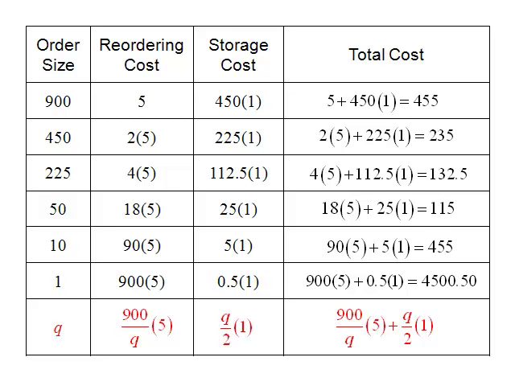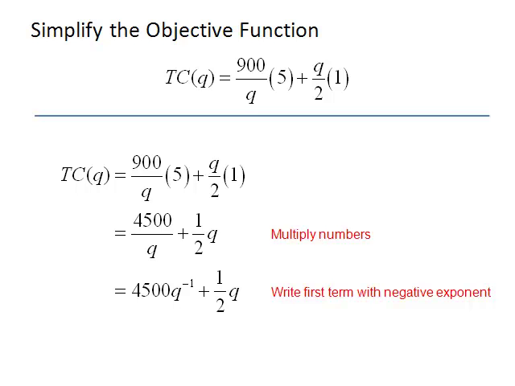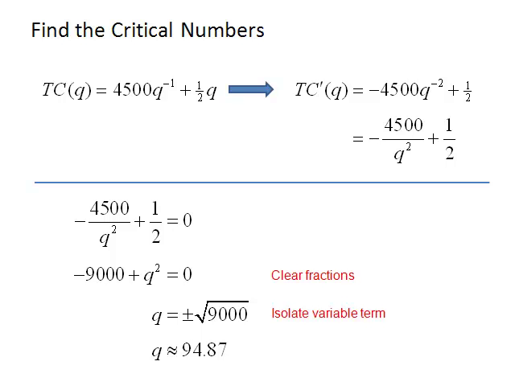For an order size of Q, the reordering cost is 900 divided by Q times 5, and the storage cost is Q divided by 2 times 1. The sum of these costs is the total cost. This can be simplified to yield the total cost function, 4,500 times Q to the negative 1 power, plus 1/2 times Q. Set the derivative equal to 0 to give a realistic critical number of approximately 94.87.